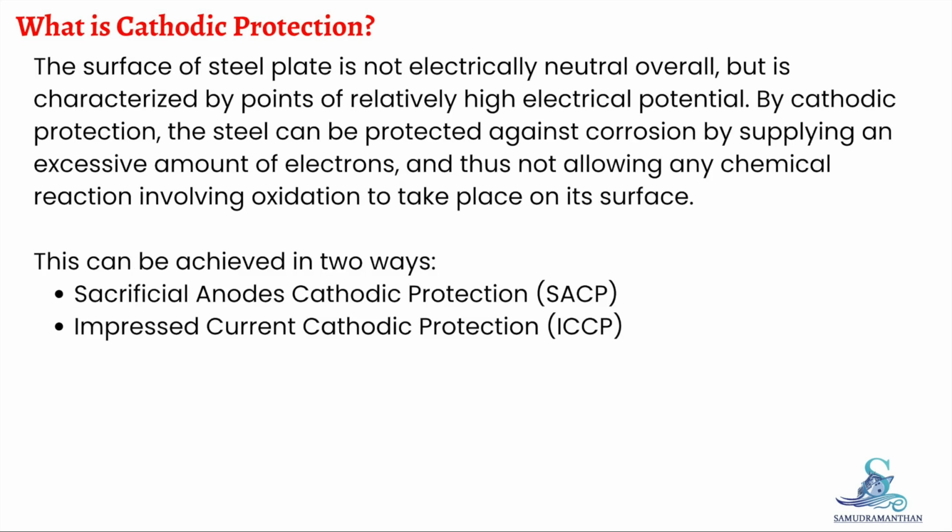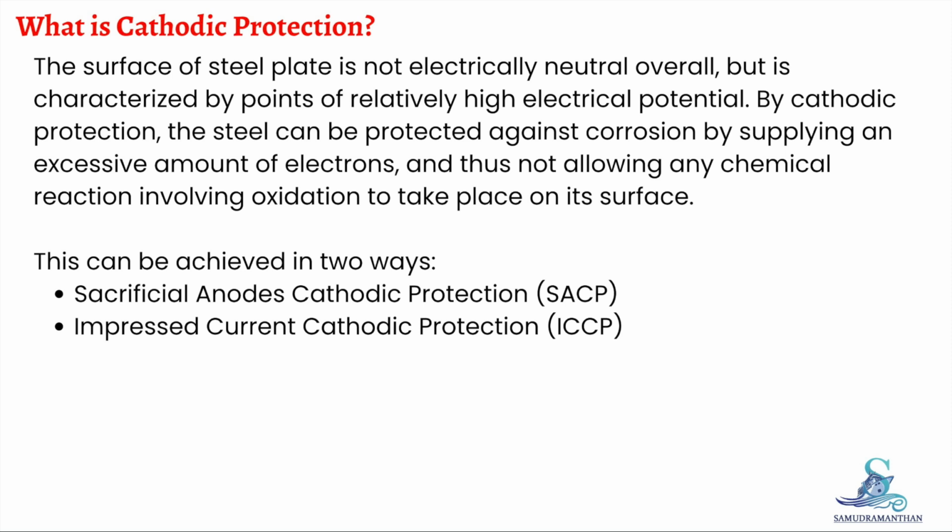Now, if we look at a steel plate, its surface is not electrically neutral. Instead, it is characterized by points of relatively high electrical potential. Corrosion begins at these points. By applying cathodic protection, we protect the steel by supplying an excessive amount of electrons, so that no chemical reaction involving oxidation is allowed to take place on the steel's surface. In simple terms, if the steel is constantly supplied with electrons, it cannot lose electrons, and corrosion cannot occur.